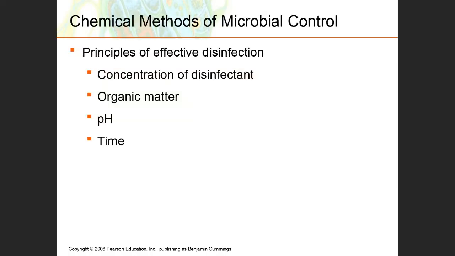So when it comes to using chemicals to kill microorganisms, we have to take into account the concentration of that chemical. So in general, more concentrated is better. Organic matter, I just mentioned that organic matter can bind to the chemical agent and neutralize it. pH can affect the chemical agent. The pH, either too high or too low, could denature that chemical agent. And time, longer is better, right? The more you expose those microorganisms to that chemical, the more effective that chemical will be at killing those microorganisms.